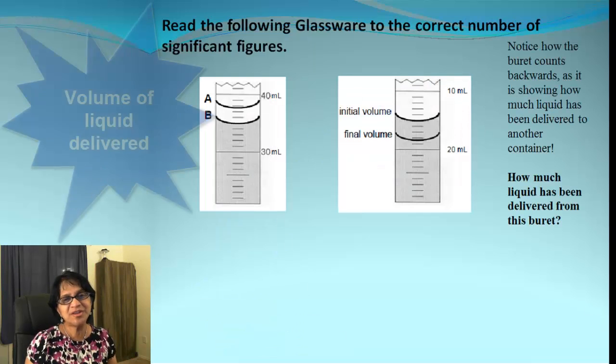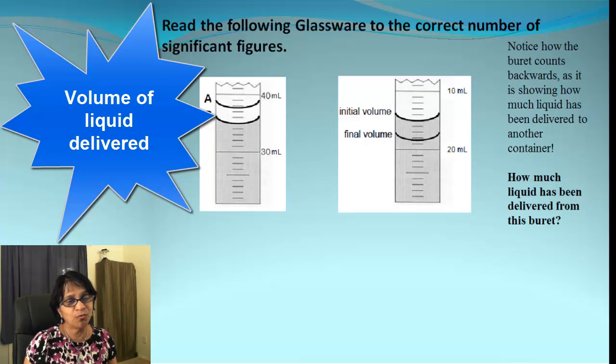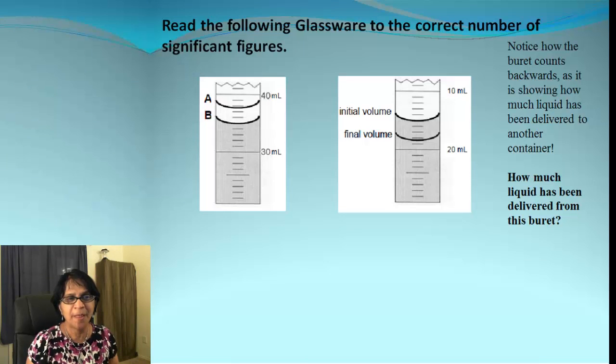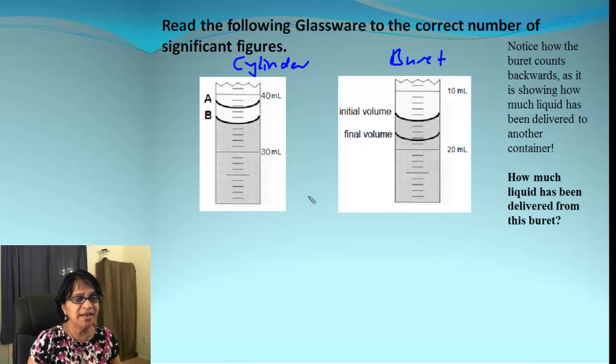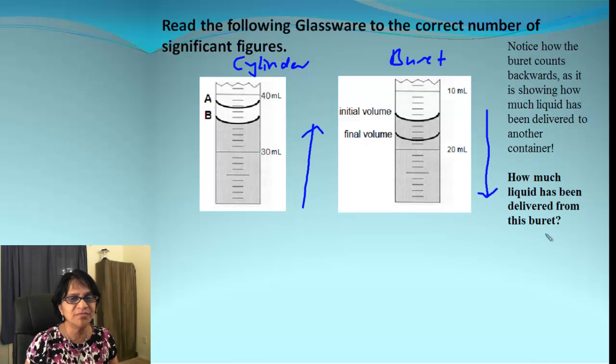Now this is about the measurement for volume of liquid which we are transferring from two different equipment. What we have here in the first figure is a graduated cylinder, and in the second figure we have a burette. Now look carefully. In the cylinder, the markings increase from bottom to top. In the case of the burette, it's reverse. From top to bottom, we get increase in the markings.